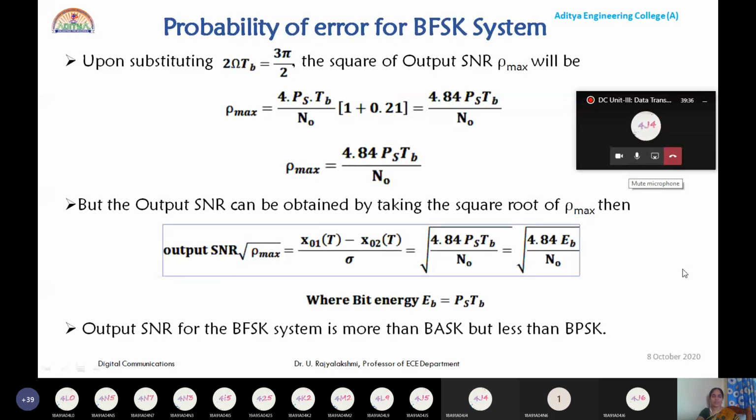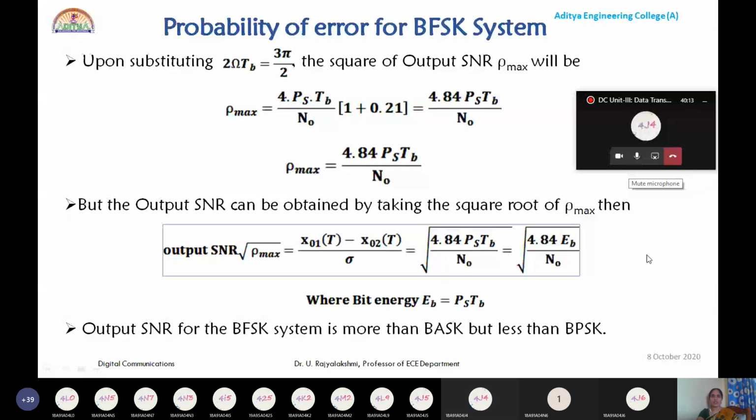For BPSK, output SNR will be high, ma'am. It is high because it is root 8 EB by N naught. Which system has less output SNR? For BASK, ma'am, because it is the root of 2 EB by N naught. But our output SNR for BFSK is in between BASK and BPSK. It is more than BASK because it is 4.84, but it is less than BPSK.